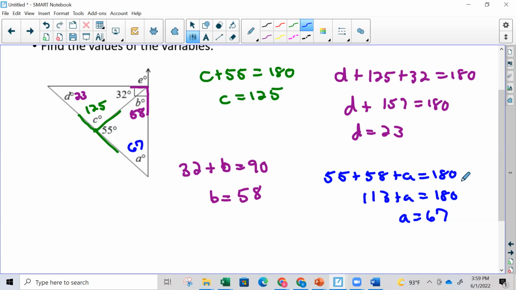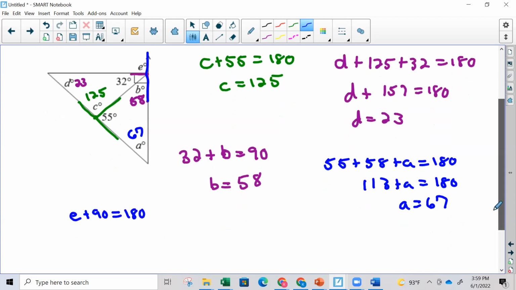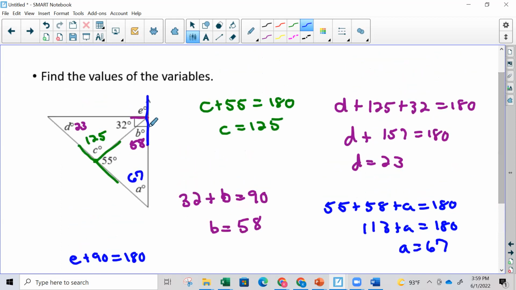And then the last one is E. Again, I have this straight angle. I know the other side of it is these two angles together, which we said is 90. So we know that E plus 90 has to equal 180. I'm sure some of you can just tell that it's 90, which is perfectly fine. So E is 90, because this part is 90. The other half would also have to be 90, because 90 plus 90 equals 180. So this is a second example of finding angle measures in a triangle.